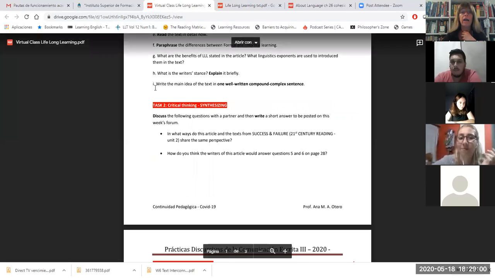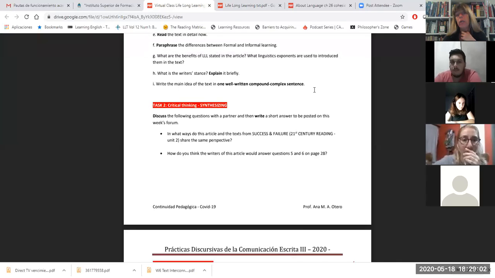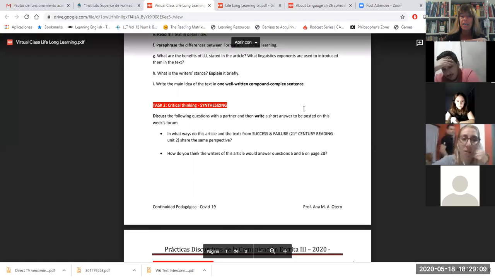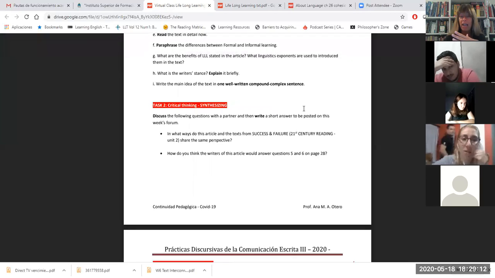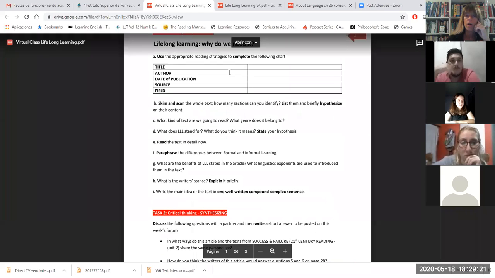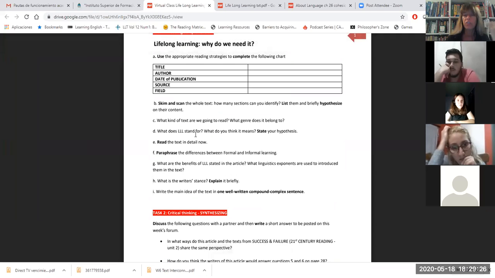And then you had to write the main idea of the text in one well-written compound complex sentence. We are going to check this if we have time, in different groups. We are going to discuss this in different groups. So, any questions about this part of the task? No? Okay. Yes, Andres?